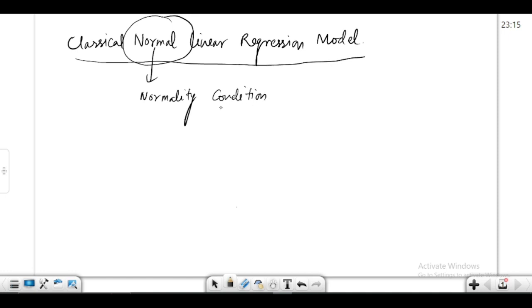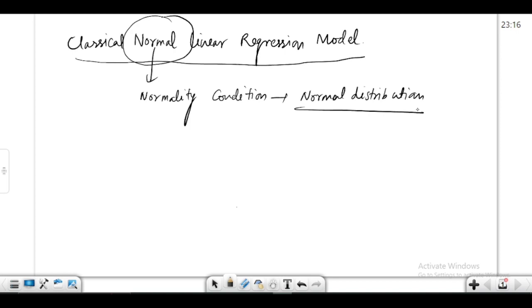What is this condition? Let me just give you the idea. It talks about normal distribution, or the distribution of your parameters being a normal distribution. And why this is important, why do we have to talk about the distribution of the parameters, we'll talk about that here.